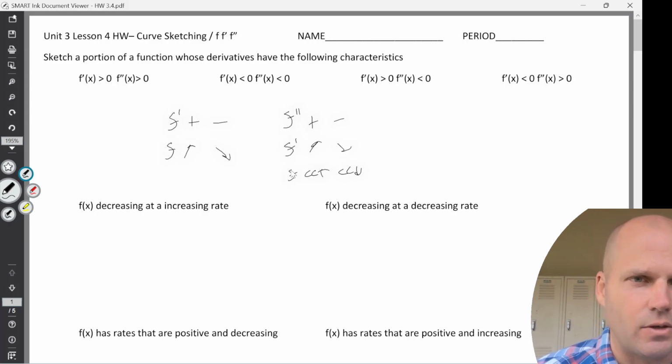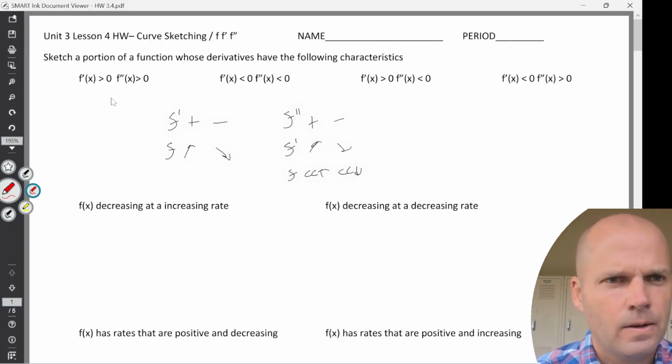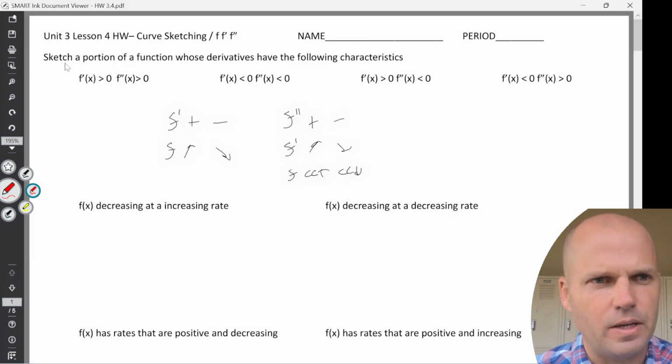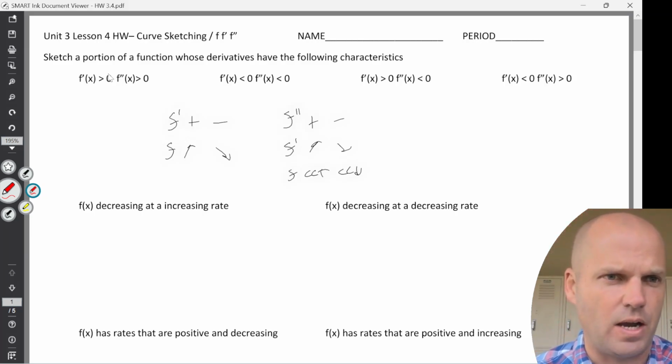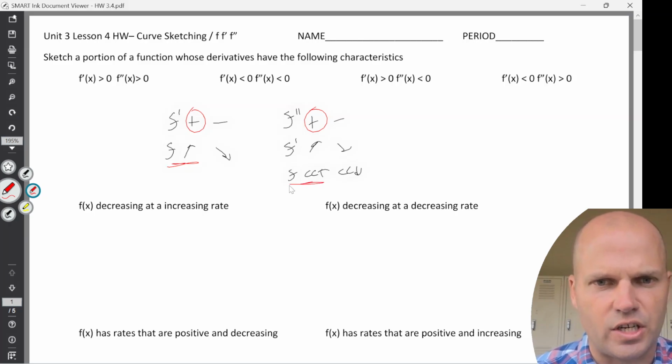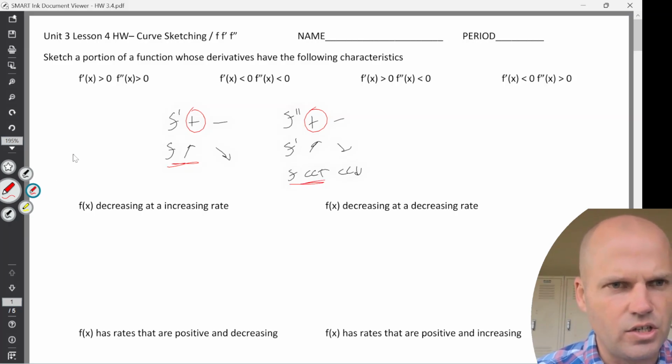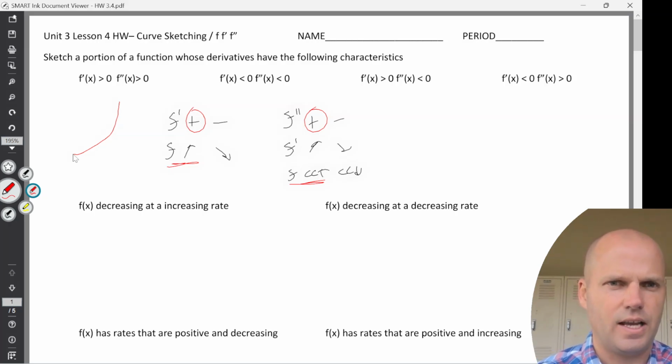Today, we are just combining those two things. So we will be able to determine what a function looks like just based on the signs of the first and the second derivative. For example, if f prime is positive and if f double prime is positive, I know my function is increasing concave up. Increasing concave up looks like that.